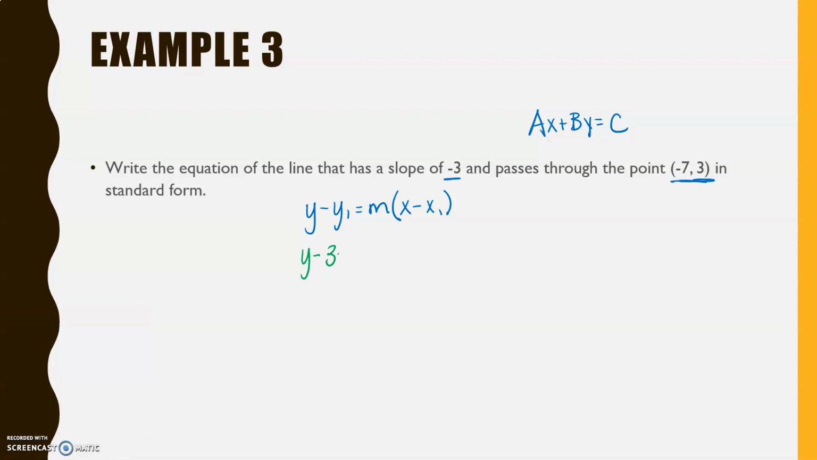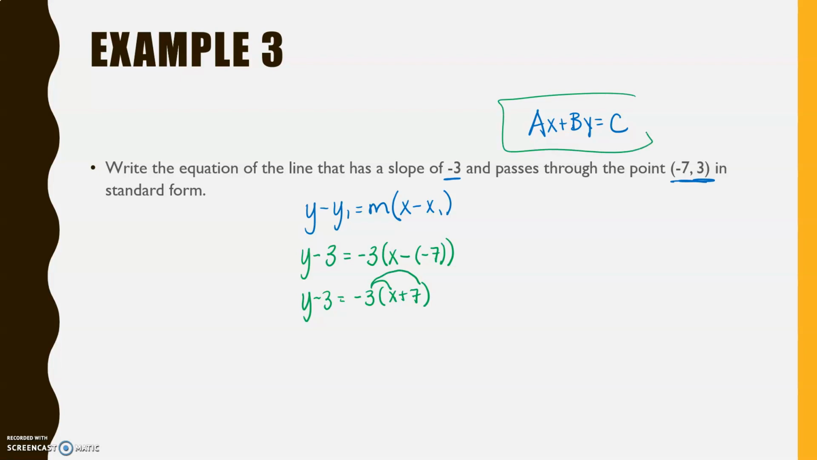Y minus 3 equals, my slope is -3, and then x minus -7. So y minus 3 equals -3 times x plus 7. But I can actually take this a step further, and I can go ahead and distribute, because standard form means it looks like this, where x and y are on the same side. So I'm going to get x and y on the same side. Y minus 3 equals -3x minus 21. I'm moving this 3x to the other side. We do like our x's to be positive.